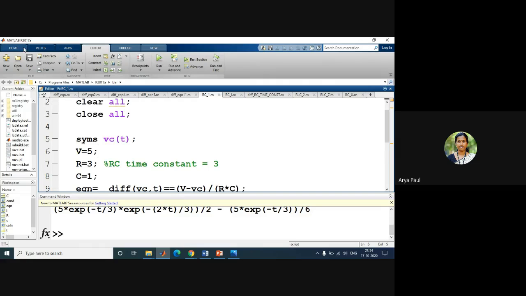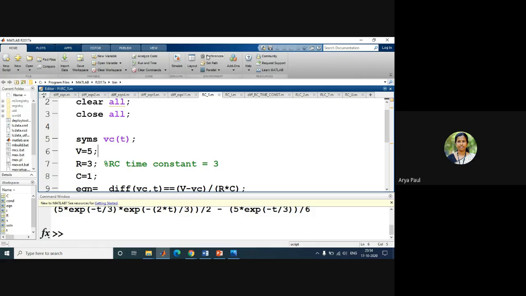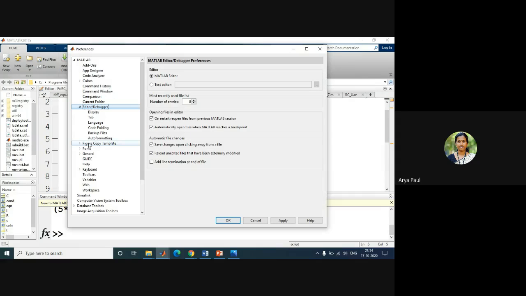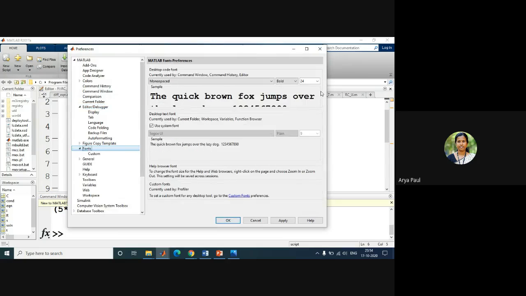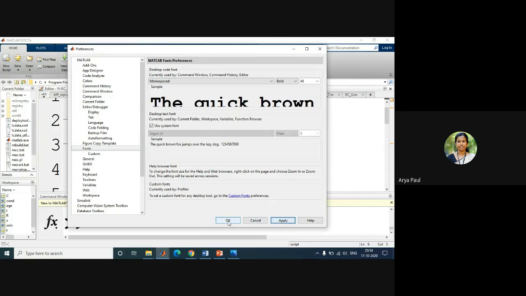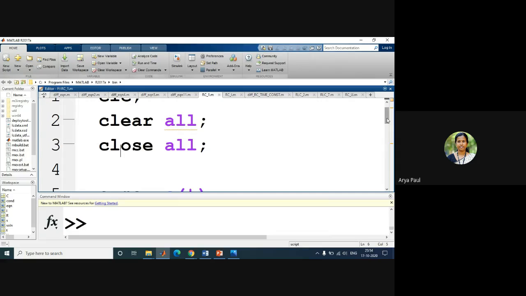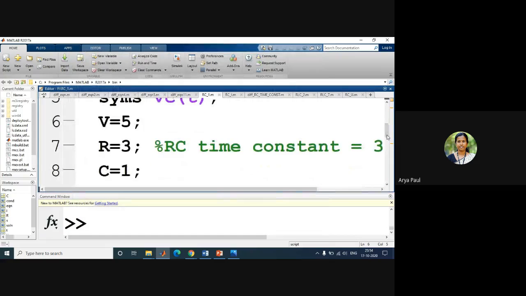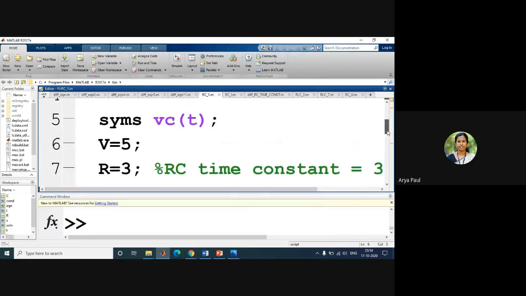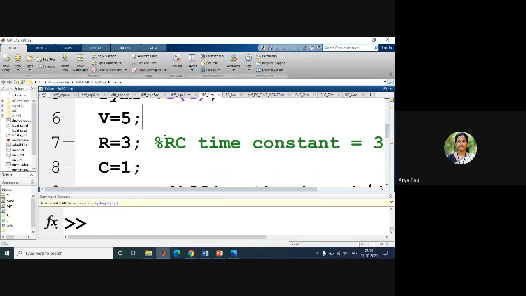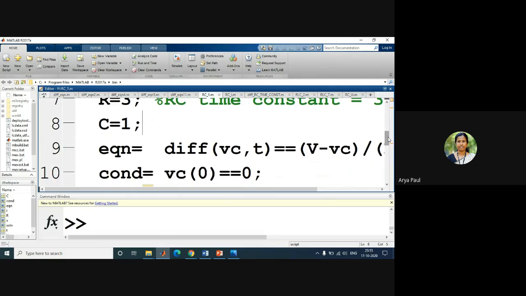Let me change the font size so it will be more clear. Okay, I have changed my font size, now it's very clear for you. V is equal to 5 volt, R is equal to 3 ohm, and let the capacitance be 1 farad.